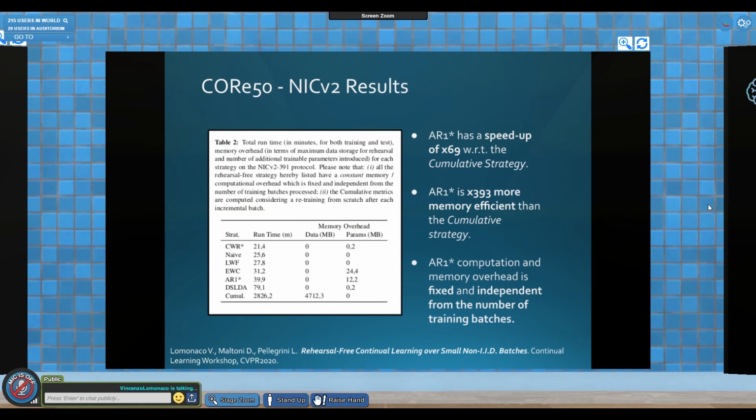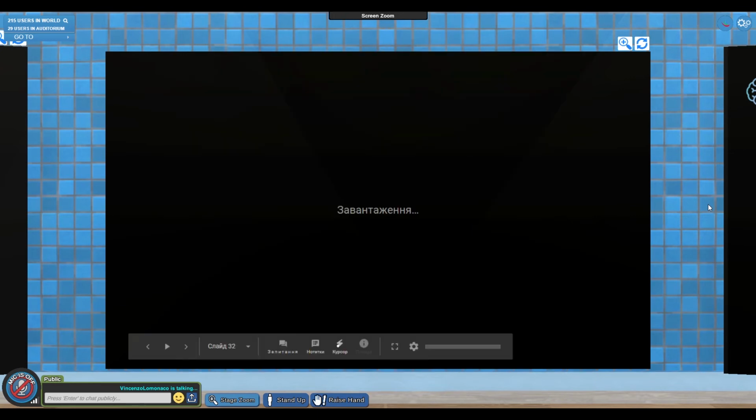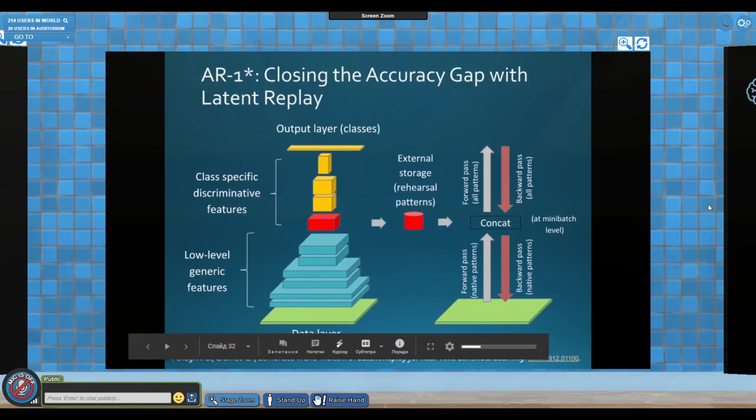But how can we close the accuracy gap? As I was saying, it's the one of the part.